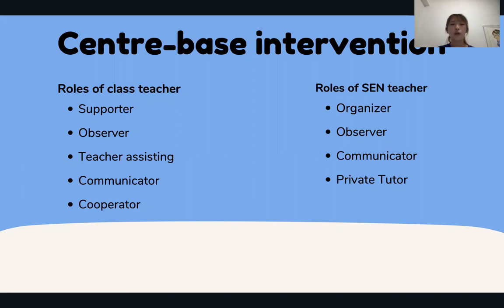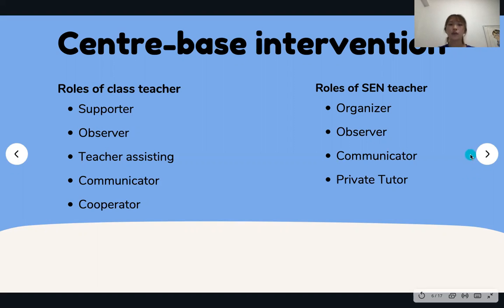their daily school routine, or maybe some observation forms that they have done in the school, and they will be an observer and the teacher assisting. They will assist the SEN teacher to create a curriculum for the child, and they are a communicator, which is to communicate with the SEN teacher and also the parents, and they will be the cooperator to cooperate with the SEN teacher.